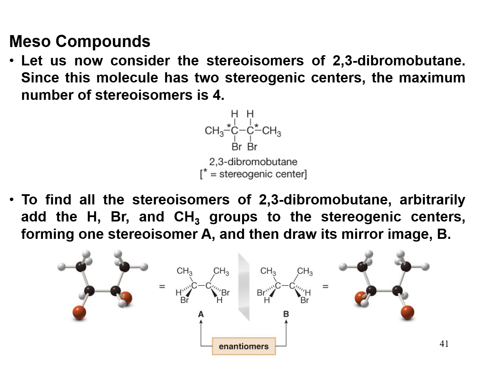Let's see a meso compound. A meso compound is a compound that has a mirror image which is superimposable. So a mirror image which is superimposable is known as a meso compound.